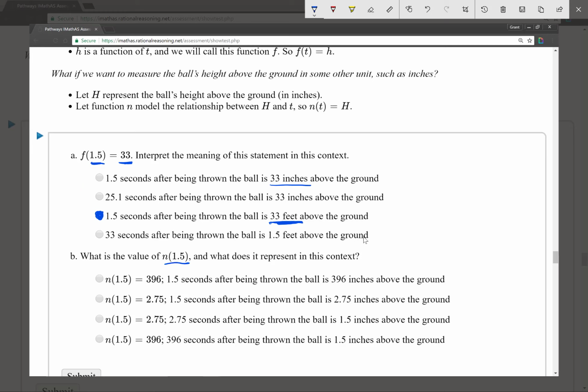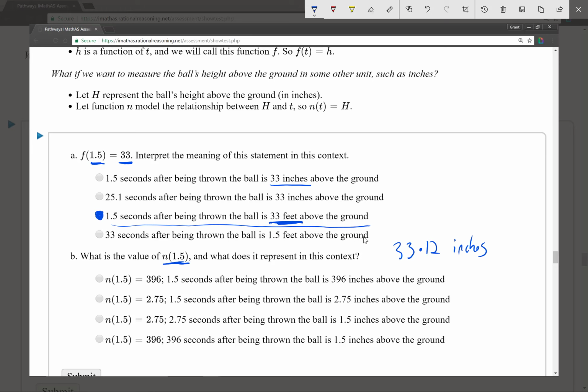Now, n of 1.5 represents the ball's height above the ground in inches 1.5 seconds after it was thrown. Now, f of 1.5 is equal to 33, and so we know that 1.5 seconds after the ball was thrown, it's 33 feet above the ground. And 33 feet above the ground is equal to 33 times 12 inches above the ground, because the number of inches in any height is 12 times as large as the number of feet in that height.